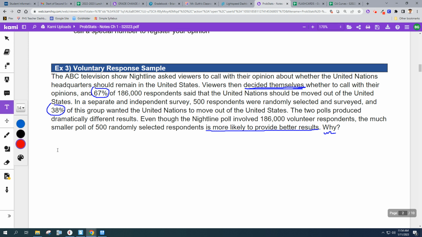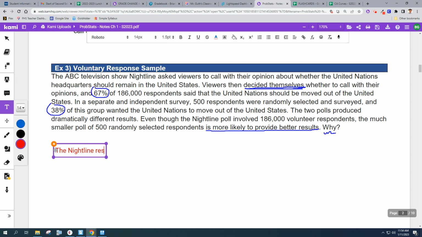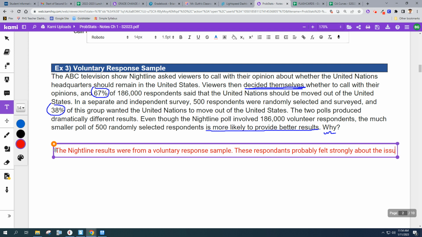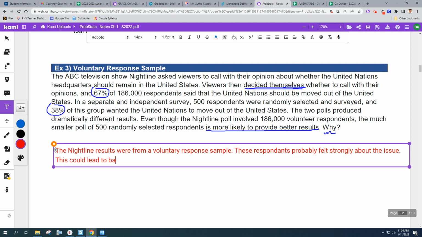Okay, so why is this flawed? We'd say something like: the Nightline results were from a voluntary response sample. These respondents probably felt strongly; this could lead to bad results.